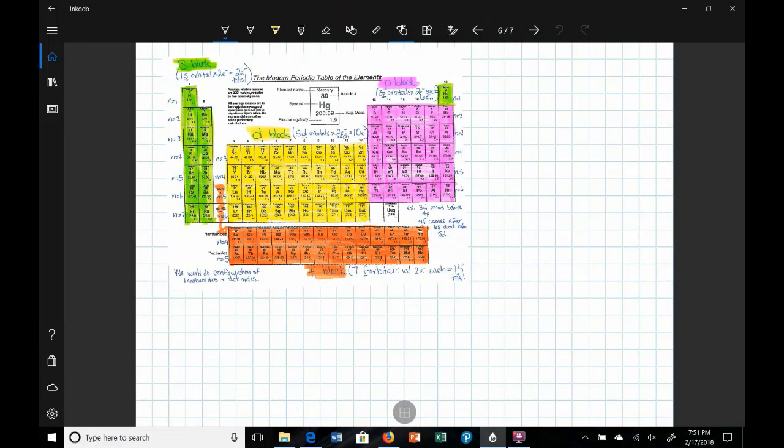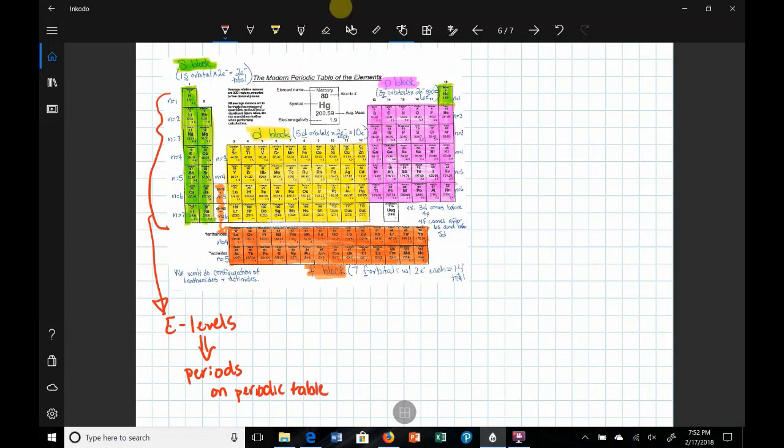Okay, so let's take a closer look at these energy levels and how they relate to our periodic table. If we take a look here at our periodic table, we can see our energy levels. And notice that these principal energy levels relate to the periods on the periodic table. You notice that the energy levels increase as we go down the periodic table.